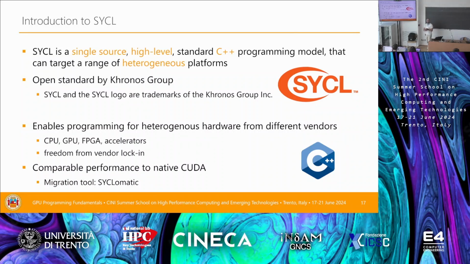So what is SYCL? SYCL is single source, which means that both the host code for the CPU and the device code for the GPU stay in the same code, which implies that the compiler splits the two and compiles them as two independent translation units. It's high level, and we will see it is relatively easy to write SYCL code, with few lines of code. It's standard C++, so it's fully aligned with the C++ standard. In particular, SYCL 2020 is aligned with C++17.